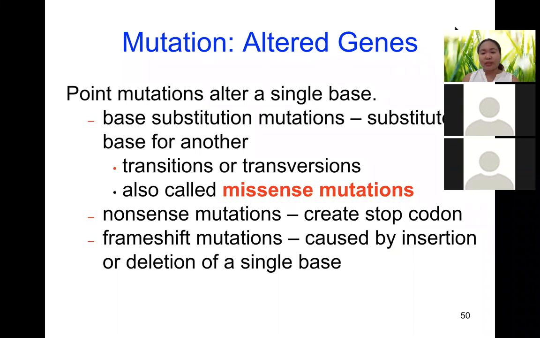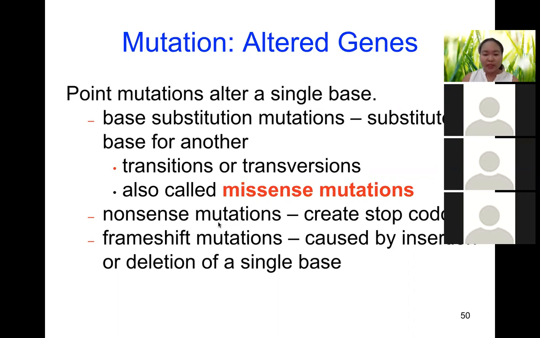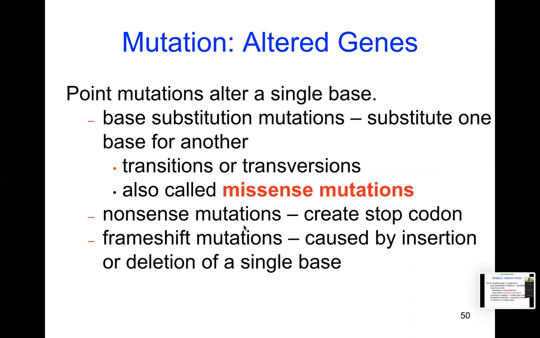The most important thing that sometimes happens is the mutation, or what are called altered genes. So we have the so-called point mutation, which alters a single base, or base substitution mutation, which substitutes one base for another. So the base is substituted. This is the missense mutation. We also have the nonsense mutation, which creates a stop codon, and the frameshift mutation caused by insertion or deletion of a single base.